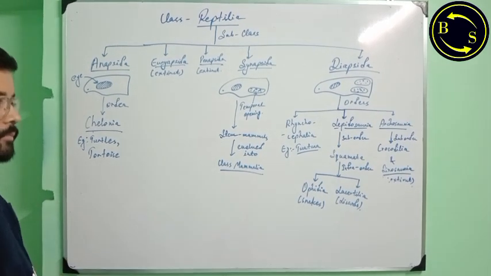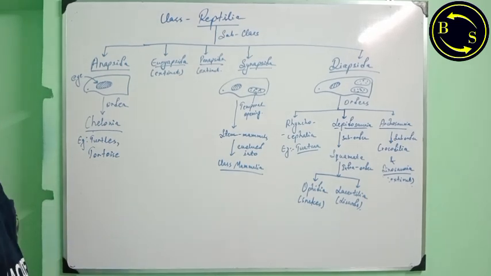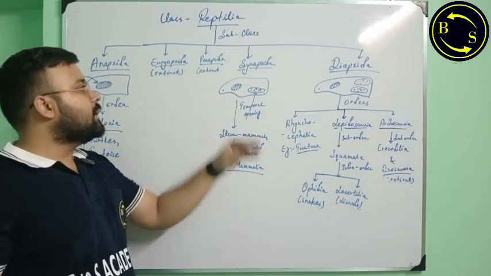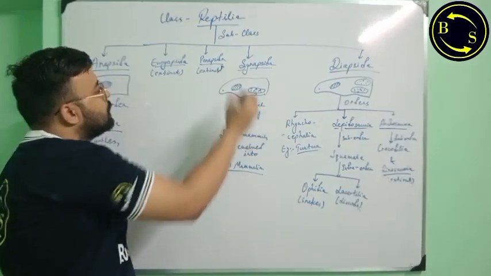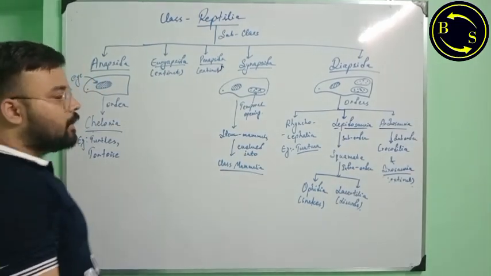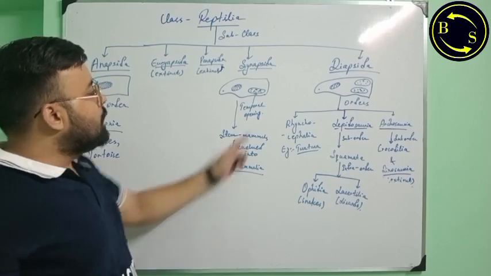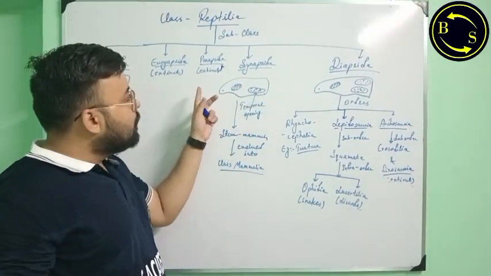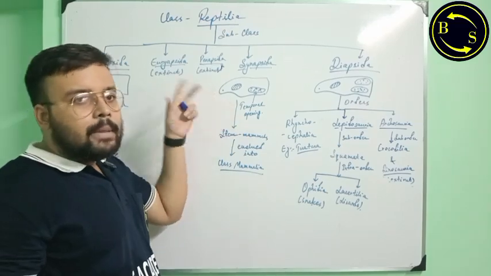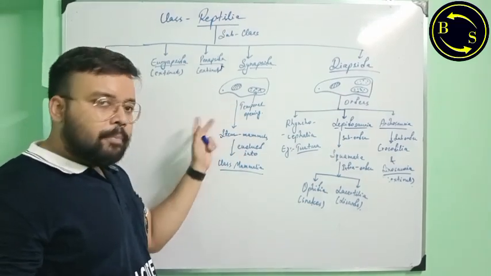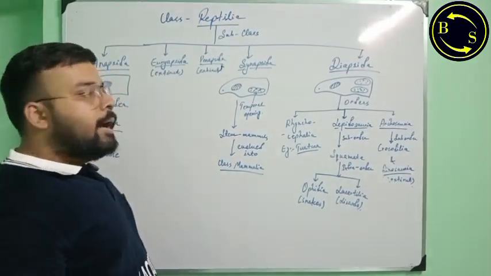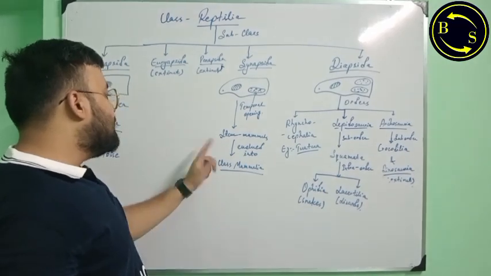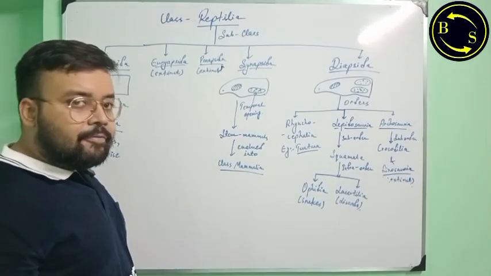Tortoises are terrestrial, turtles are freshwater and marine both. Next we have Euryapsida and Parapsida, which are extinct, and we have the Synapsida. Synapsids have a temporal opening just below the eye cavity, and the classic primitive synapsids have all been extinct, and from them stem mammals or proto mammals have evolved.